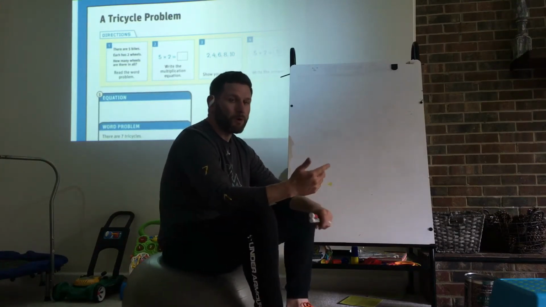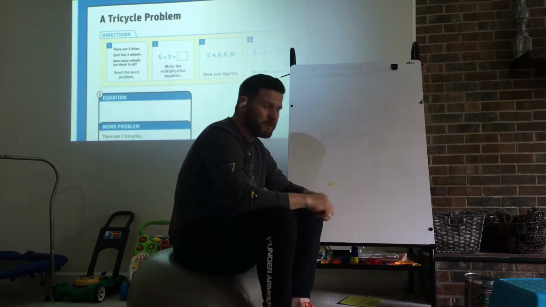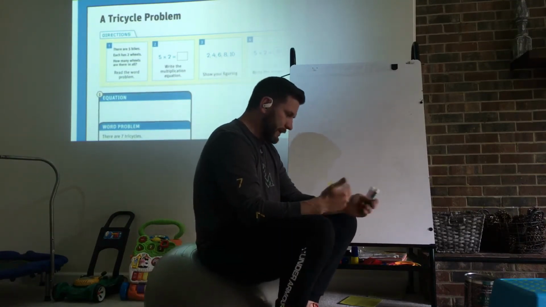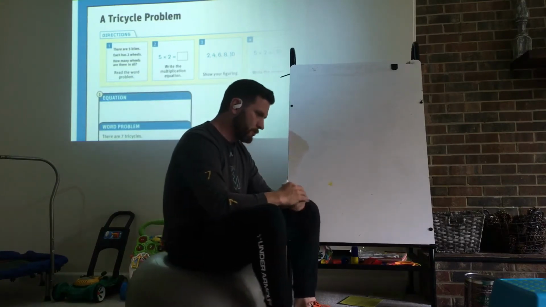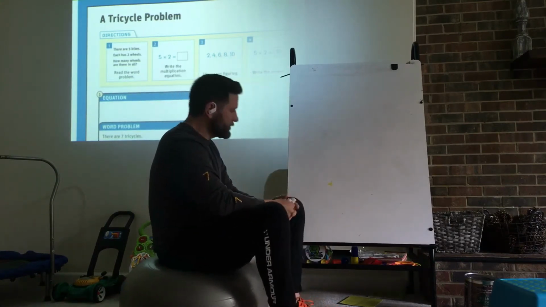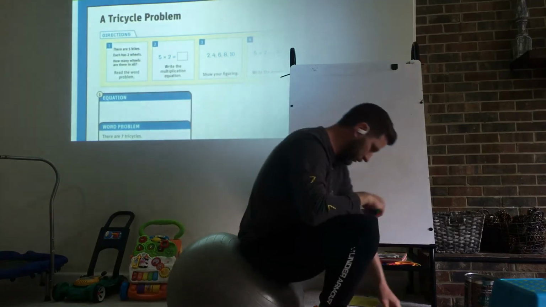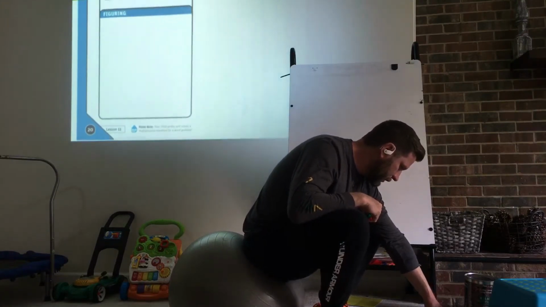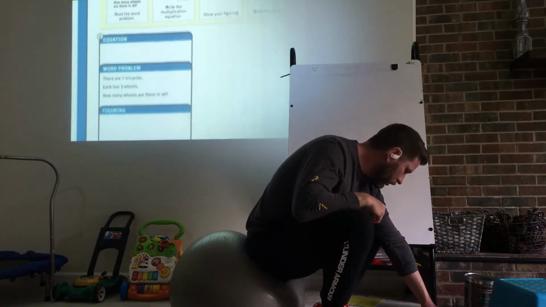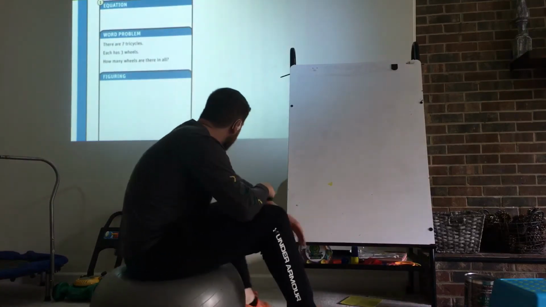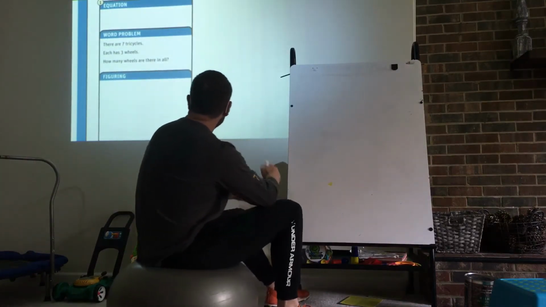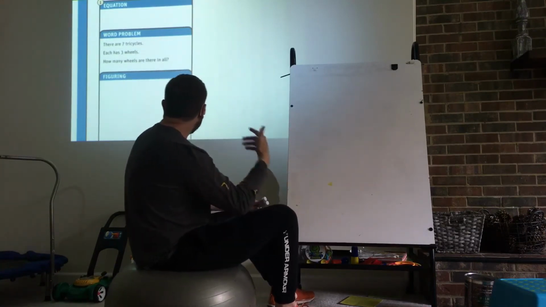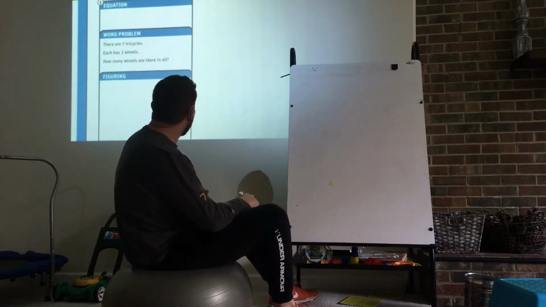So today we're going to move on from just building multiplication equations. We're going to move into word problems, and word problems are the next step of rigor. So I'm going to jump right in, and this is called the tricycle problem. If you're following along in your student workbook, it's page 20. The problem says there are 7 tricycles. Each has 3 wheels. How many wheels are there in all?